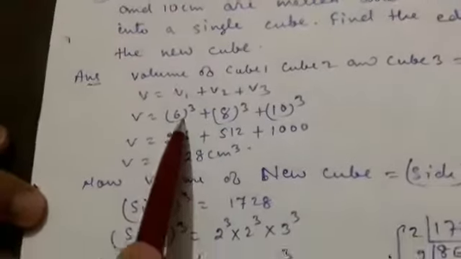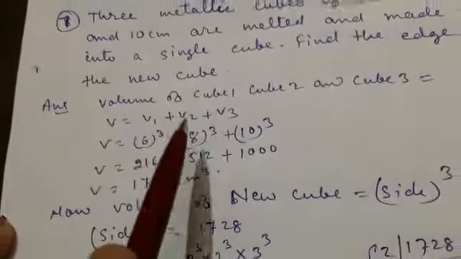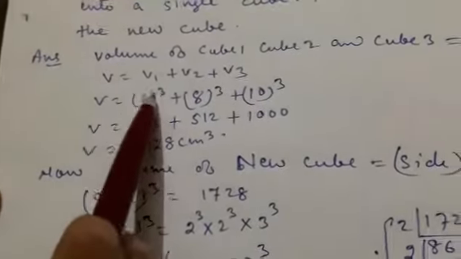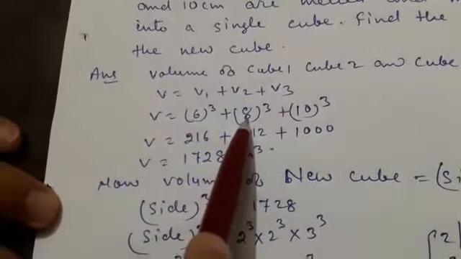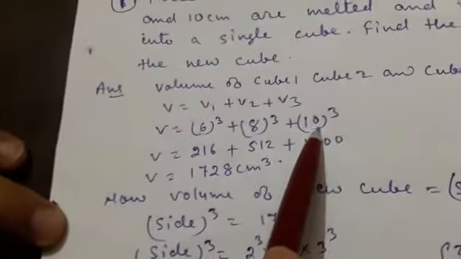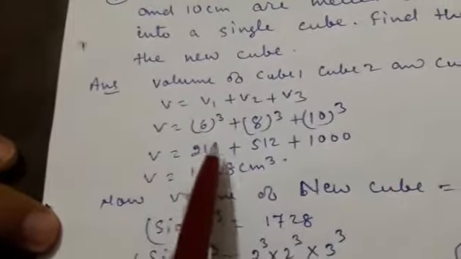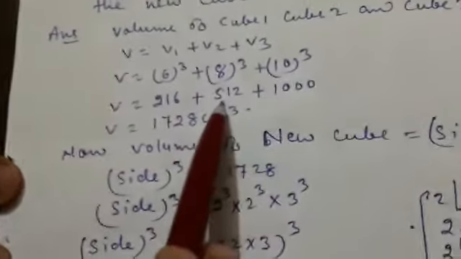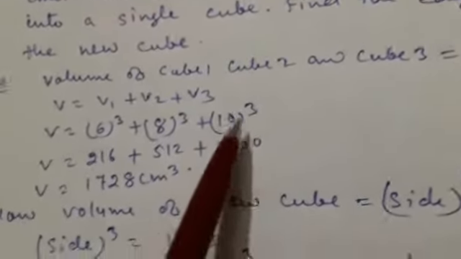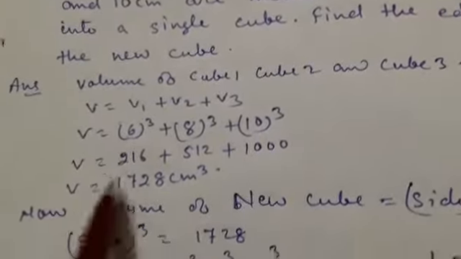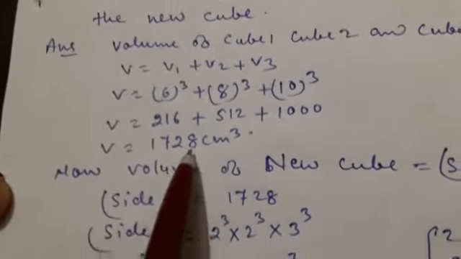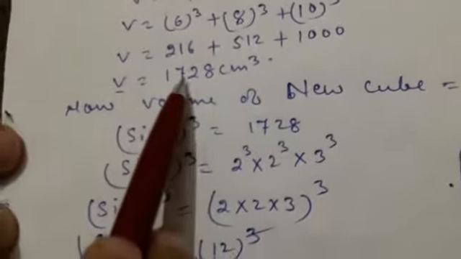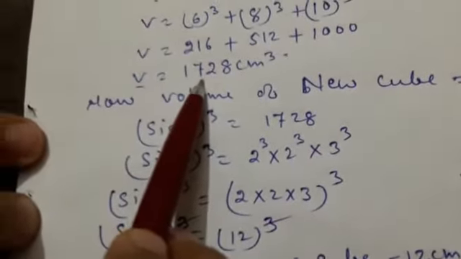So volume is equal to, the edge of the first cube is given 6. So volume of first cube will be 6 cube plus volume of second cube will be 8 cube plus volume of third cube will be 10 cube. So the total volume is equal to 6 cube means 216, 8 cube means 8 into 8 into 8, that is equal to 512, and 10 cube means 10 into 10 into 10, that is equal to 1000. Now after adding we will get 1728 centimeter cube. This is the new volume. After melting we will get this much volume of the metallic cube.